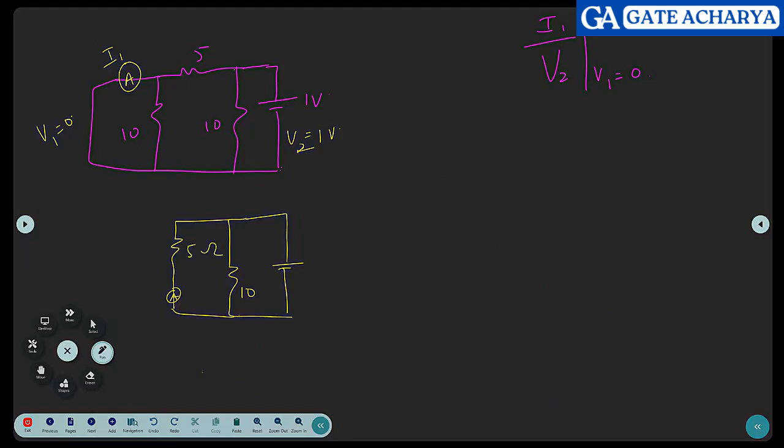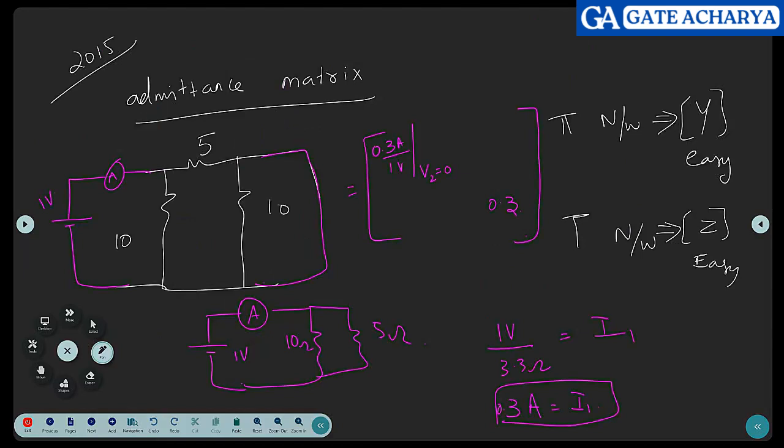I'm removing this resistor because it is short. What is the current through this one? Sir? 1 by 5. So it is 0.2 divided by 1. So here it will be 0.2, 0.2. This is the answer.